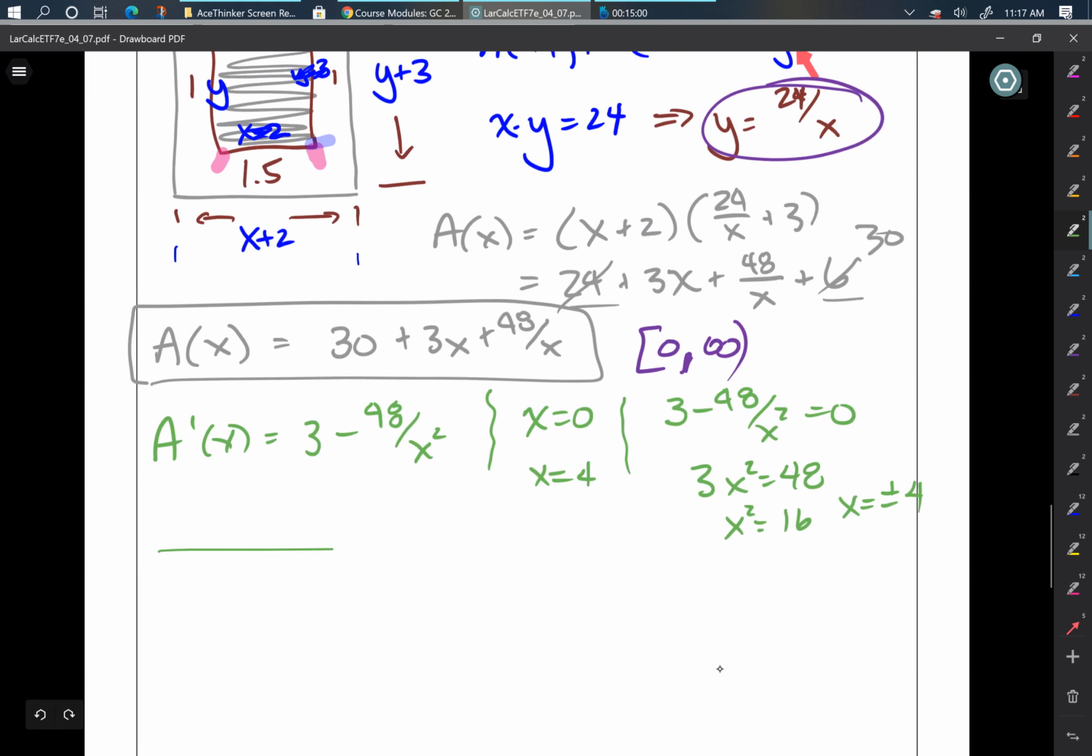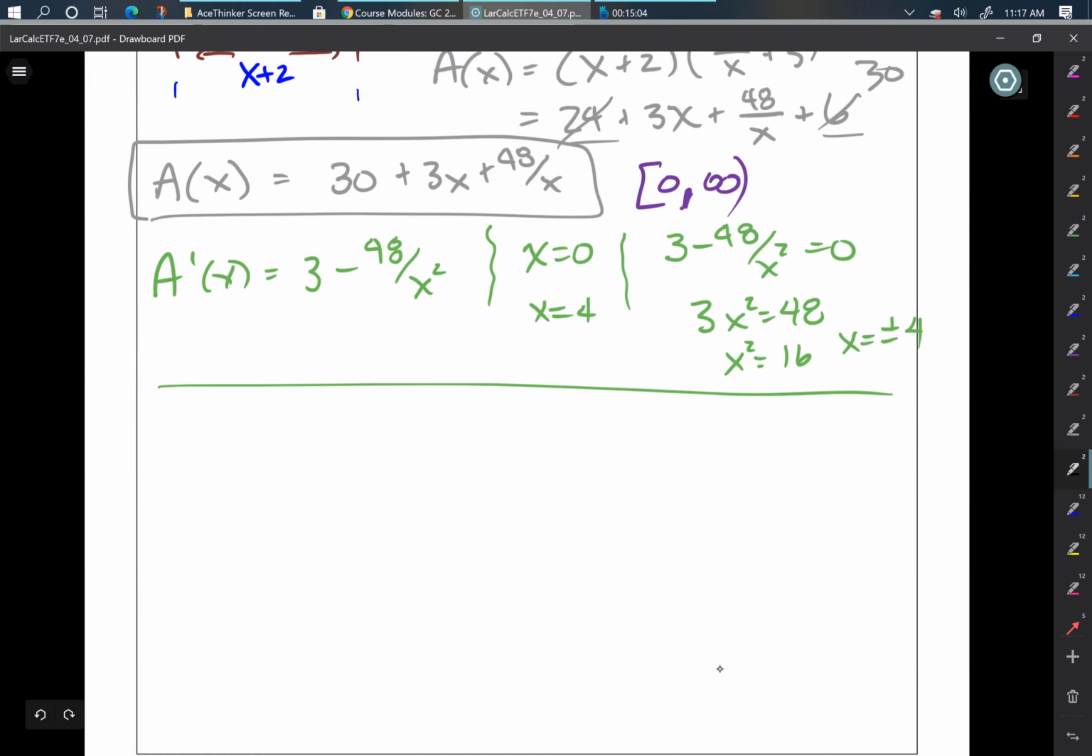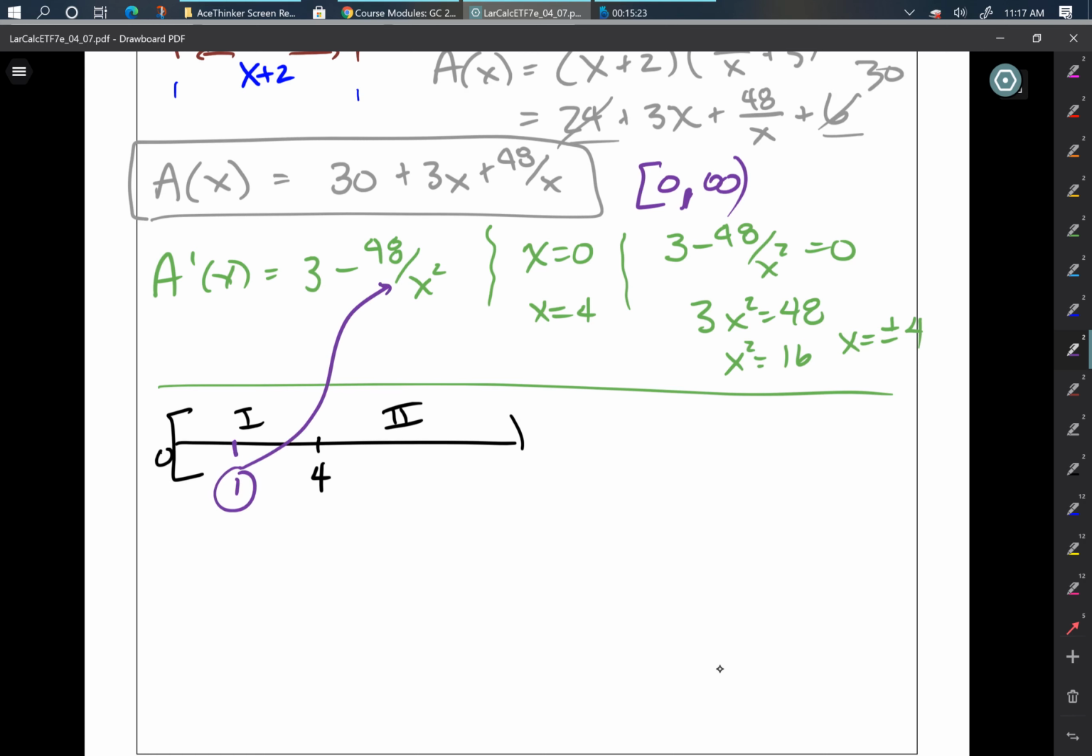Okay, so now I'm to the point where I'm going to test intervals. Hard stop at 0, no stop on the big end. 4 is the only number I really care about. Again, 0 is technically a critical number, but not one that I'm worried about. I'm going to test 1. When I put 1 into that derivative, 1 squared is 1, 48 divided by 1 is 48, 3 minus 48 is negative. So we are a decreasing function.